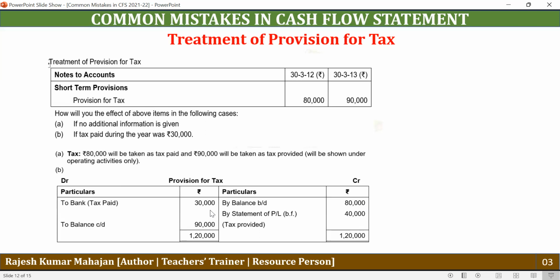One more thing you need to keep in mind. Sometimes tax provided may be given in the adjustment. If tax provided is given to you, then you will write this information on the credit side and you will find tax paid on the debit side. So if tax paid is given to you, then the balance figure will be tax provided, and if tax provided is given to you, then the balance figure on the debit side will be tax paid. I hope provision for tax must also be clear to everyone.